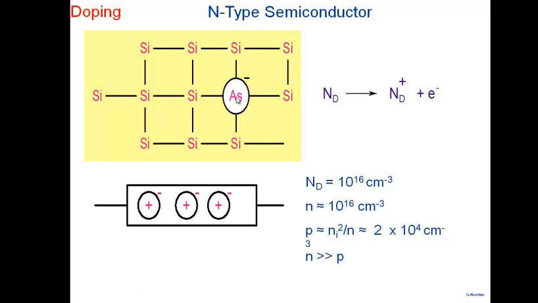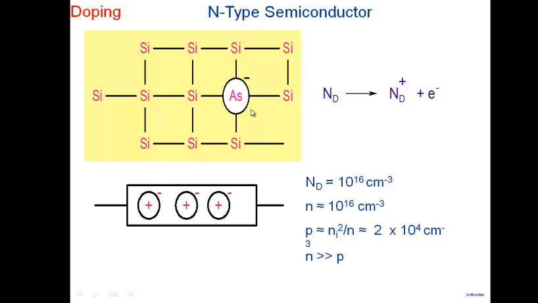Arsenic has 1 extra electron as compared to silicon, which belongs to group 4. So what happens is that when you add these donor atoms, we call it donor, the arsenic donates an electron. This electron that you see here, the extra electron, is loosely bound, and it goes to the conduction band.